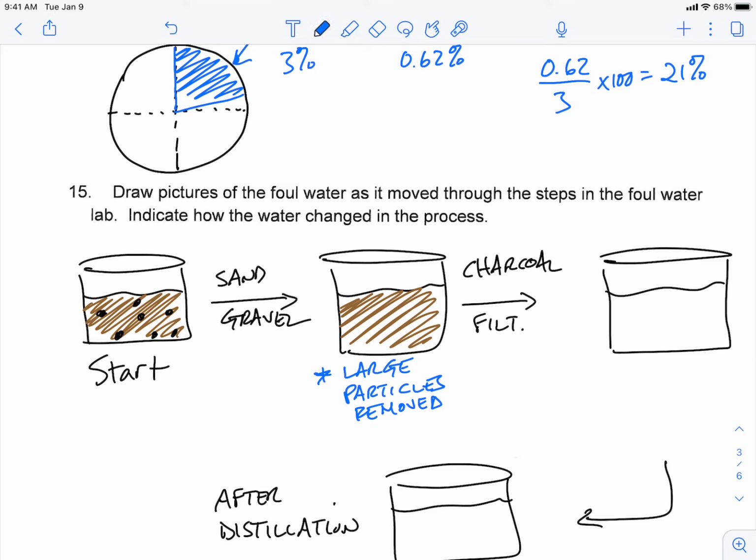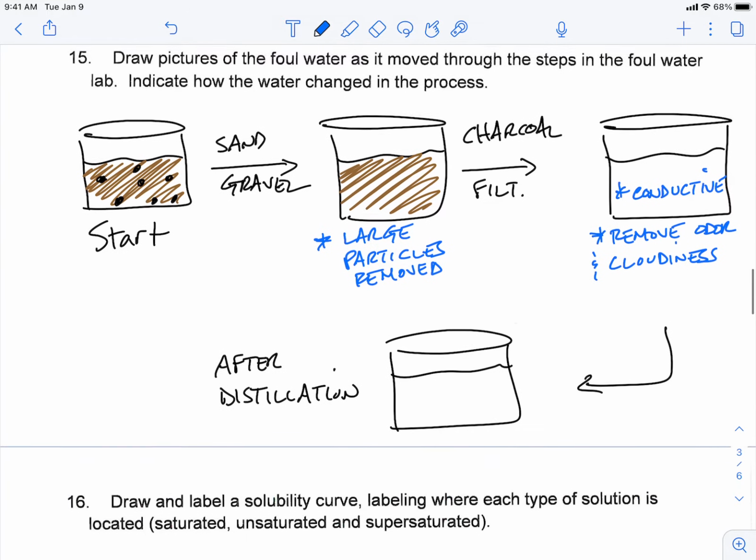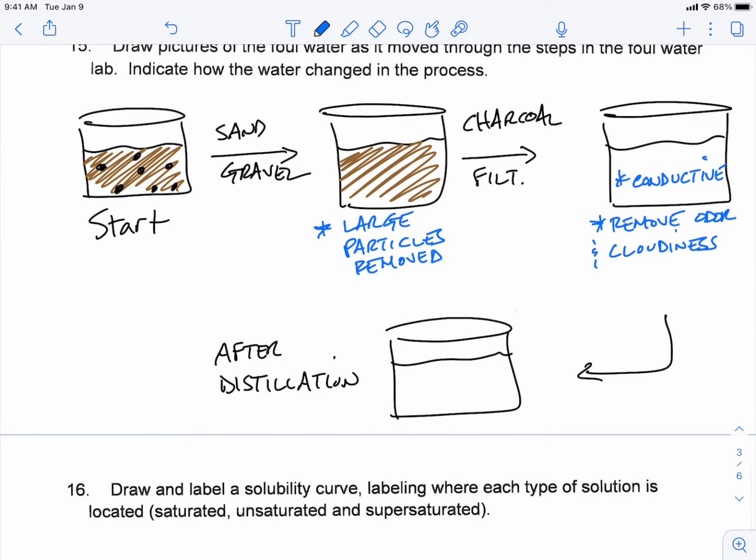All right. Next, we put it through the charcoal filtration, and a remarkable change happened. This is actually just what it looked like. It was clear and colorless. And it was odorless. So what this process did is that it removed the odor and the cloudiness. We should note, even though we wouldn't be able to see this, that it was still conductive. Still conductive. So whatever is causing that conductivity, that was not removed.